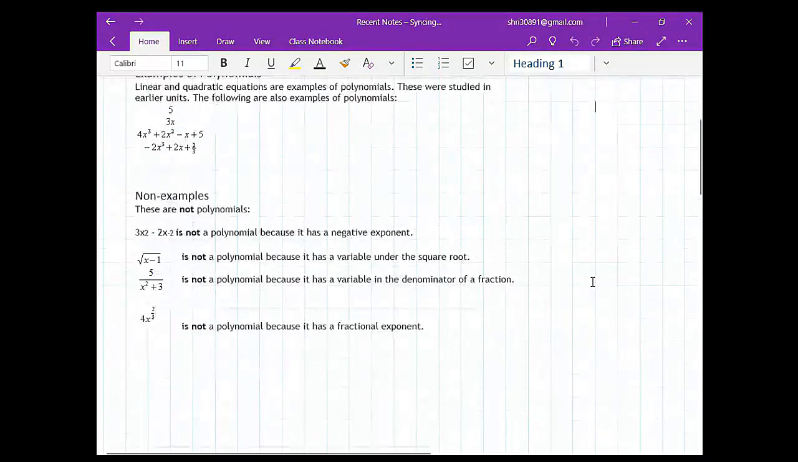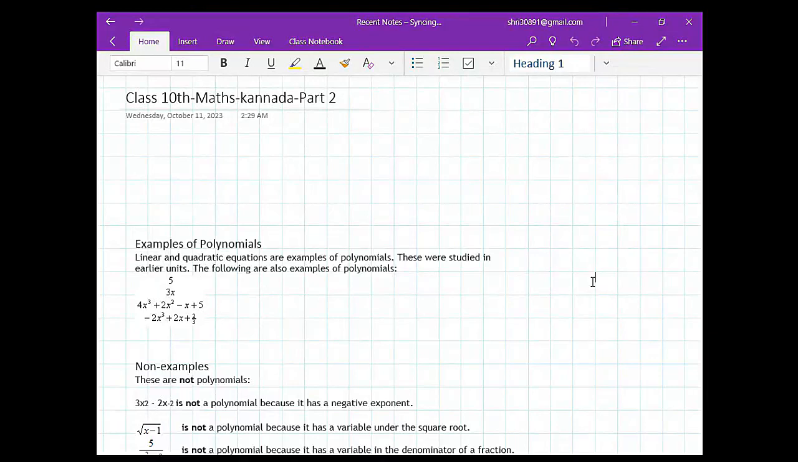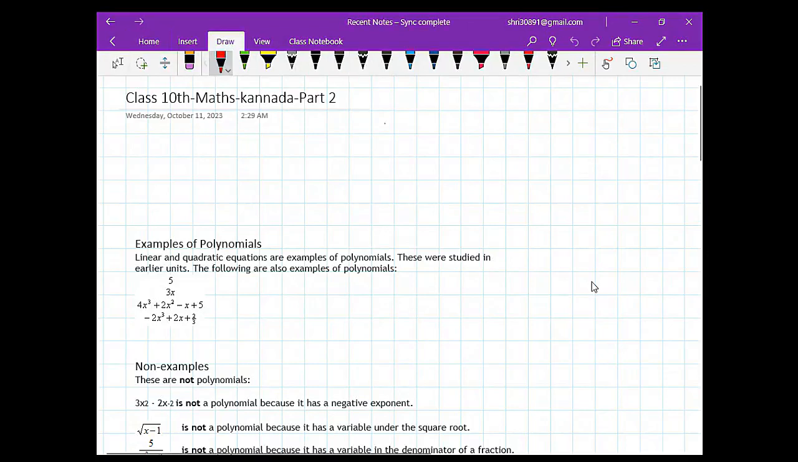Now I am going to share screen. See, this is today's class on polynomial, a basic class related to all basic concepts. The chapter name is what? Polynomial.